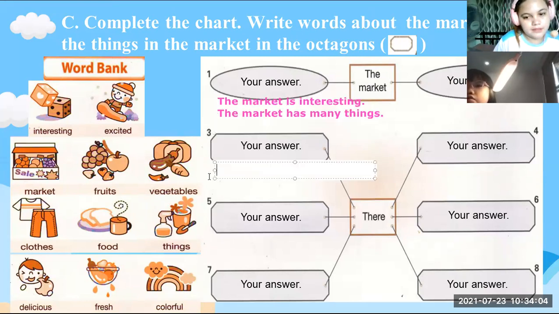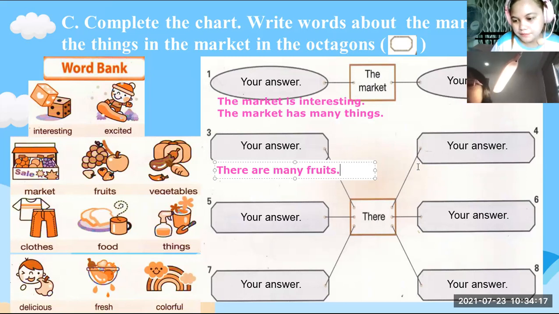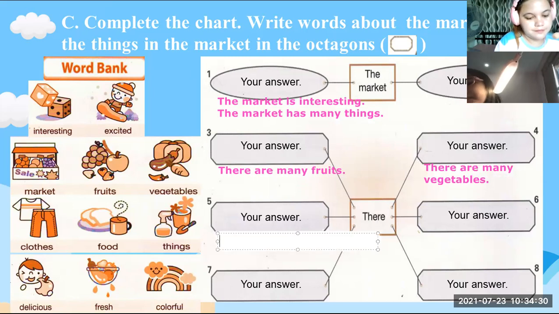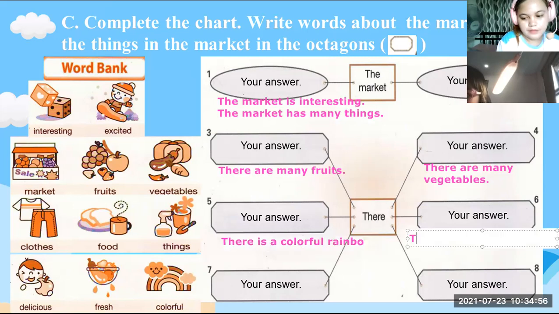Okay, next one, number three, what is it? There are many fruits. Next one, there are many vegetables. Next one, there is a colorful rainbow. Okay, next one. There are many things.